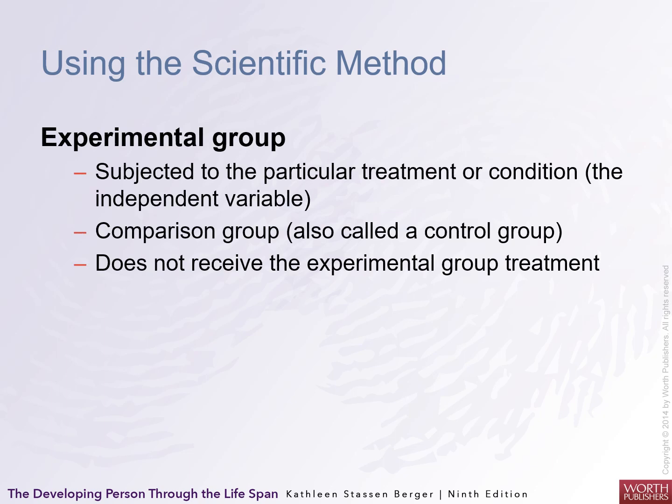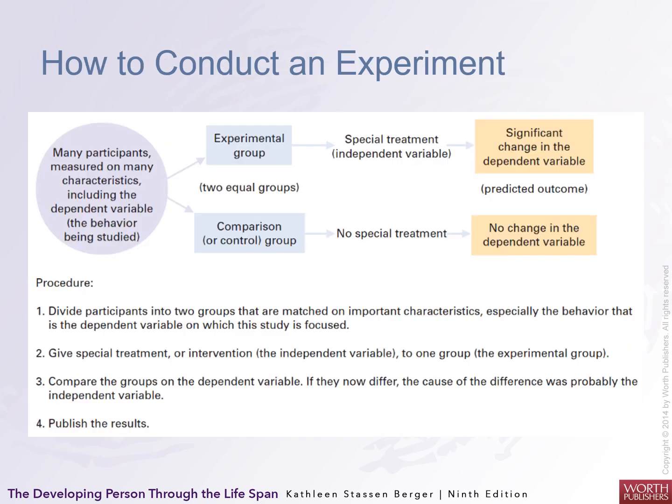And then, of course, there's the difference between the experimental group and the control group. They're subjected to a particular treatment or condition, specifically the independent variable, and the comparison group is called the control group. In every other way, they're treated exactly the same, except the experimental group is the one that gets the treatment. And of course, this chart just looks at how you conduct an experiment. It's worth reviewing.